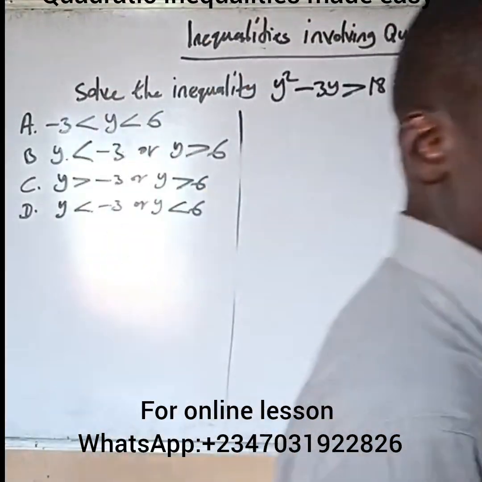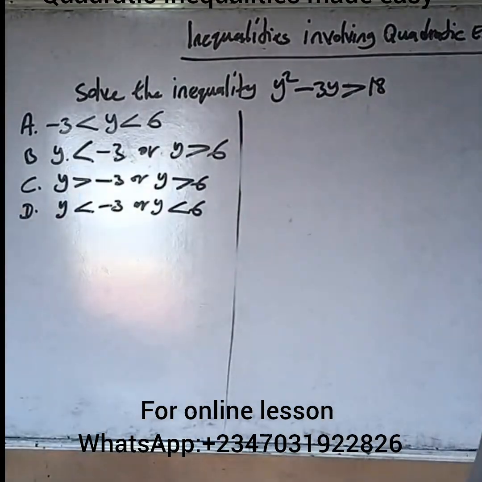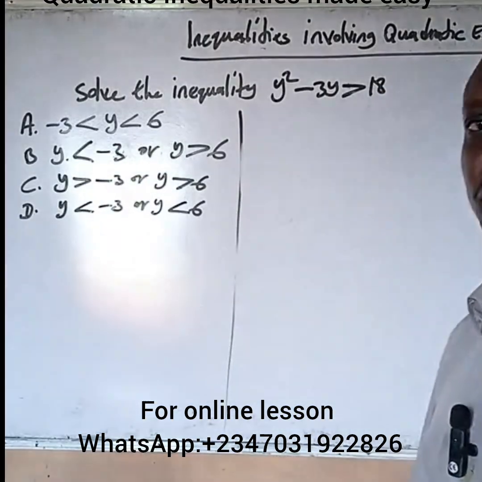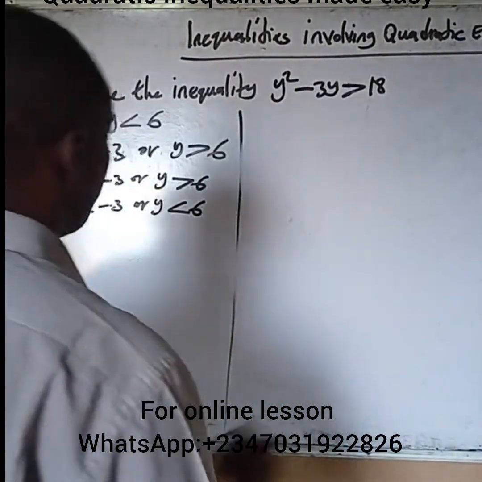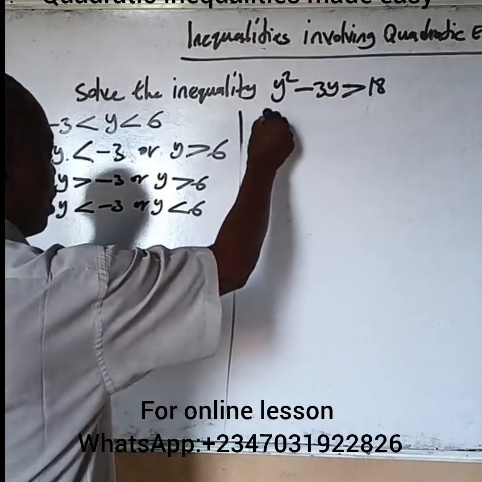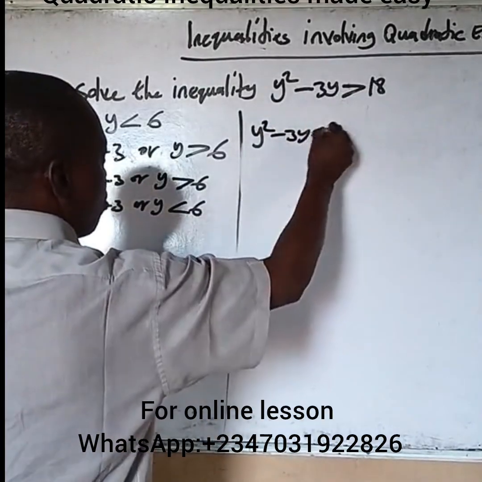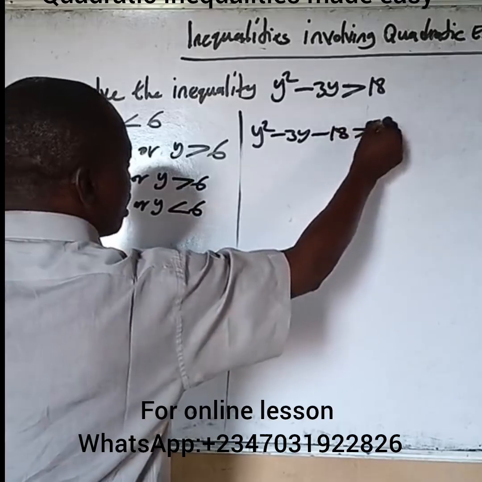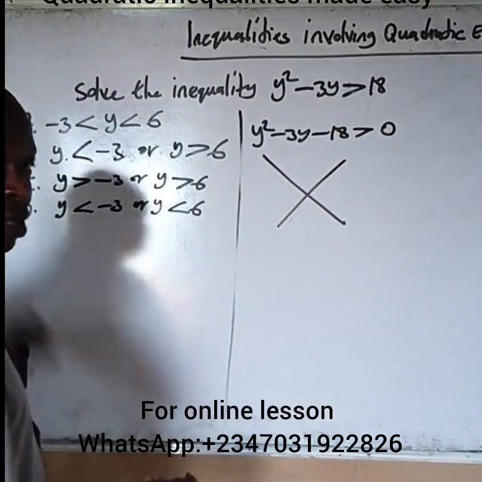All right, today we want to look at inequalities in quadratic expressions, or quadratic inequalities. Let's see how it's approached. First, we have to apply the knowledge of normal equations. So this is y squared minus 3y carry 18 this way, the plus becomes minus 18, here will not be greater than 0. Then you will now factorize using the factorization method.